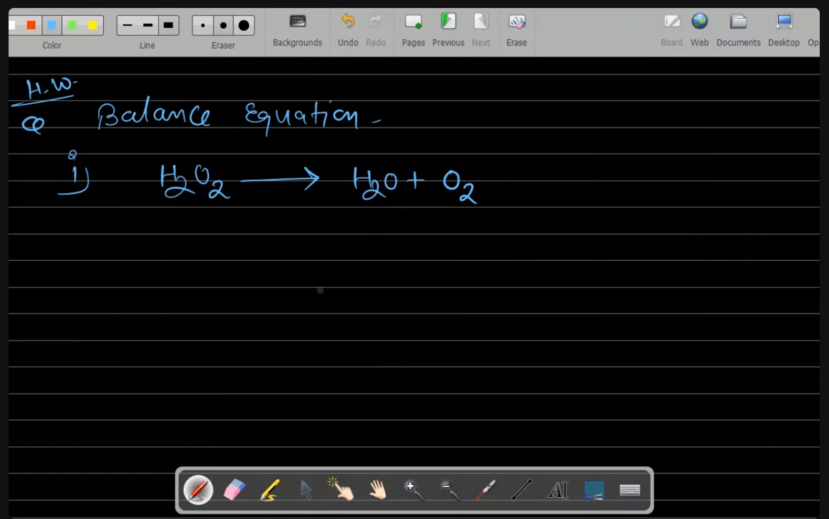So for homework, I am giving you equations to balance. This is H2O2 converting into H2O and O2, and another equation: carbon monoxide plus O2 converting into CO2.